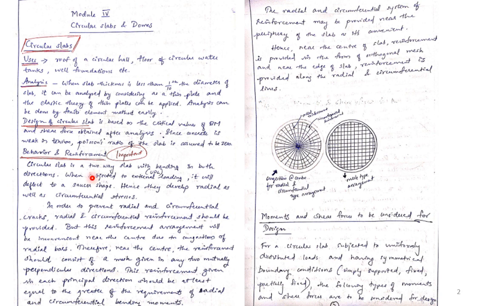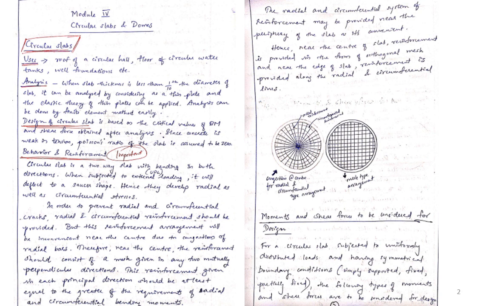And when subjected to external loading, our circular slab will be deflecting in a saucer shape. The deflected shape will be that of a saucer, cup and saucer. It will be behaving essentially as a two-way slab, and it will be bending in both directions. So there will be radial as well as circumferential stresses, so there will be cracks in these directions. In order to prevent that, we have to give radial and circumferential reinforcement.